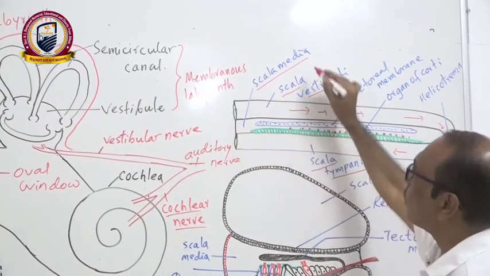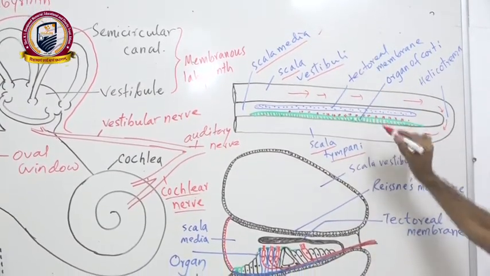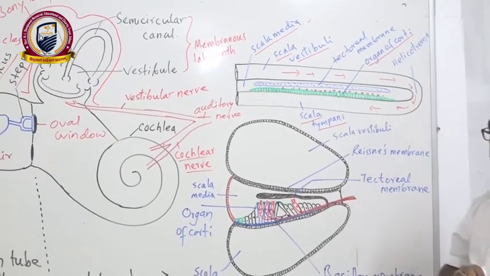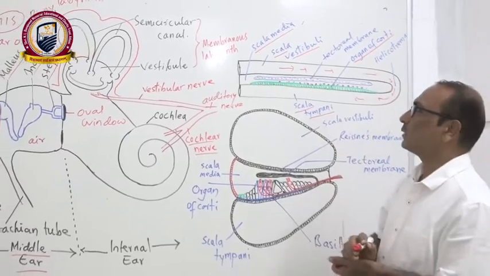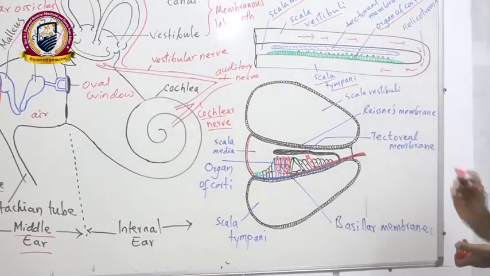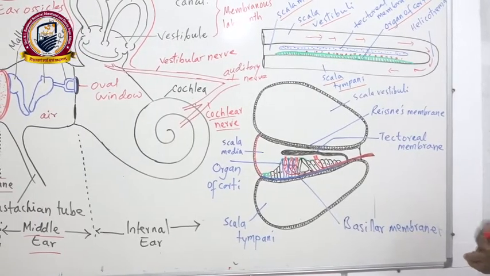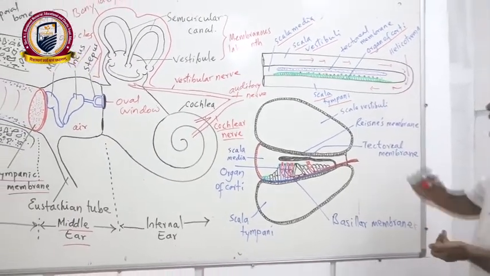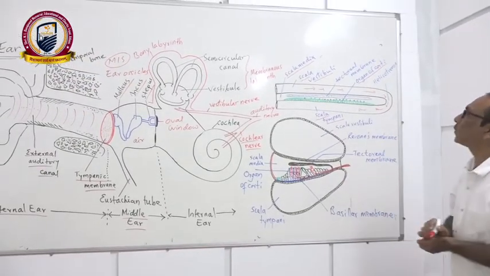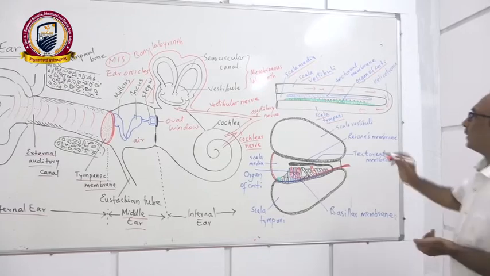The middle one is called the scala media, which actually contains the very important organ called the organ of Corti, which was discovered by Alfonso Corti, the scientist whose name is given to this structure. So, organ of Corti, and just above it there is a gelatinous membrane called the tectorial membrane.